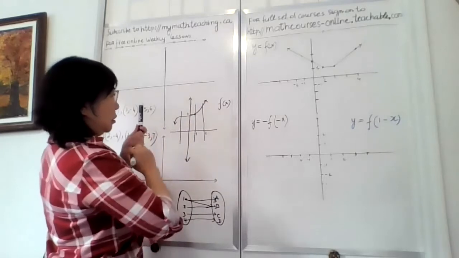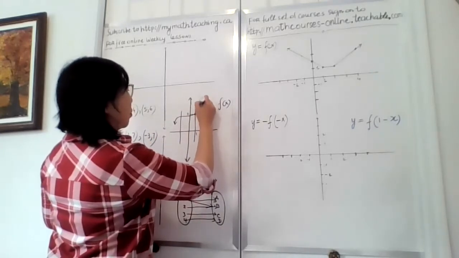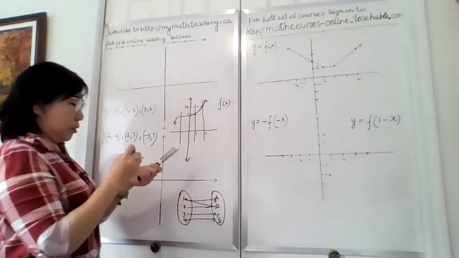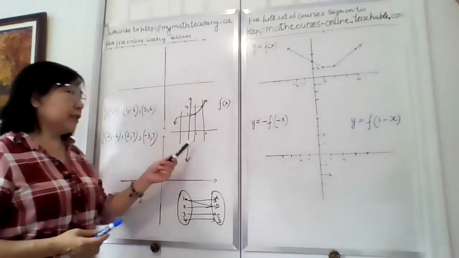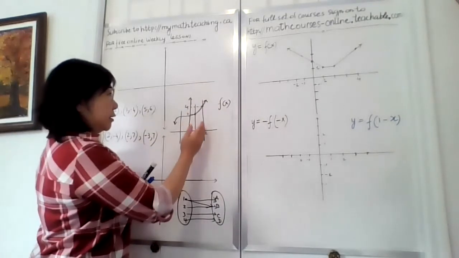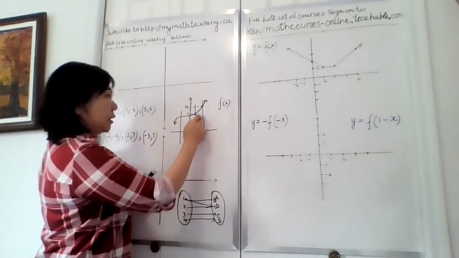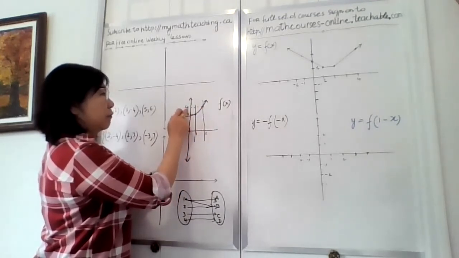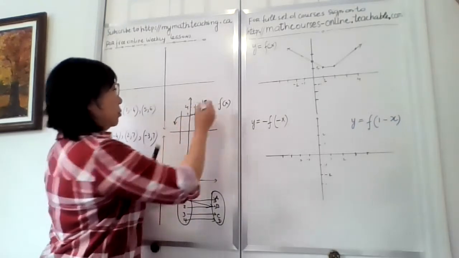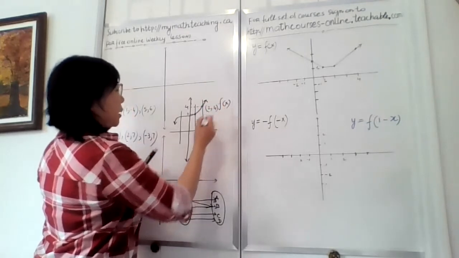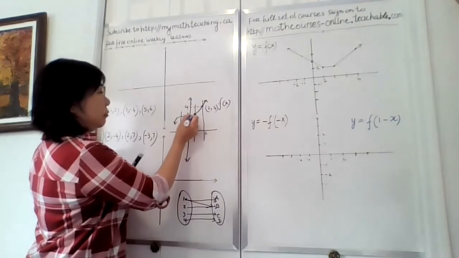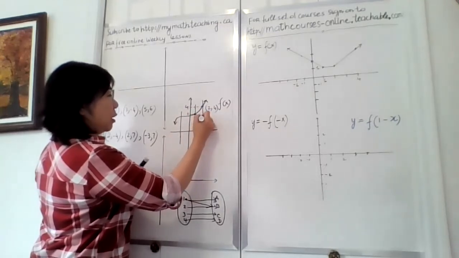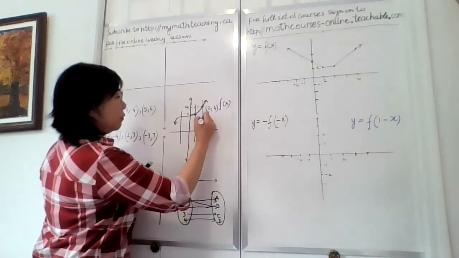For the second line, let's say this is the point, and the y coordinate of this one is 4, and the x coordinate is 2. So what does the vertical line test tell you? Let's talk about the first line here. It intersects the function at the point (2, 4), so 2 for x and 4 for y, and it intersects the function at another point, (1, 3), 1 for x and 3 for y.